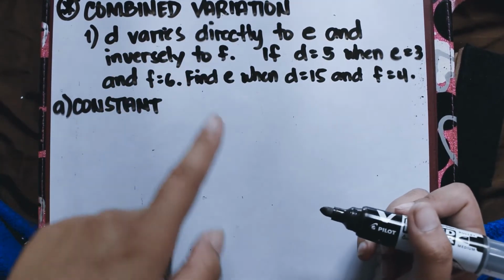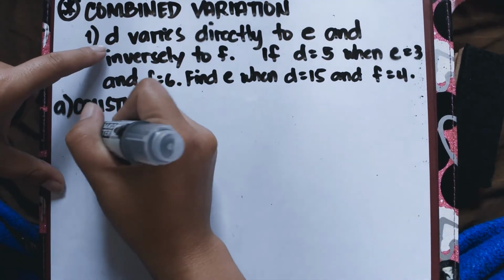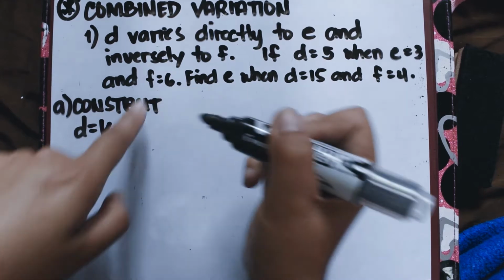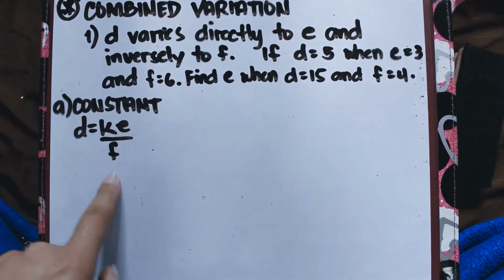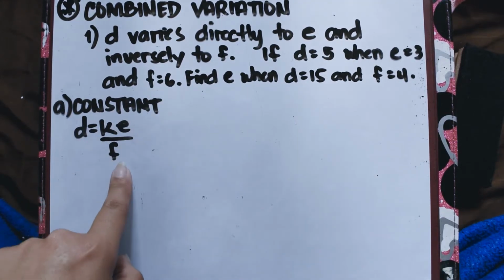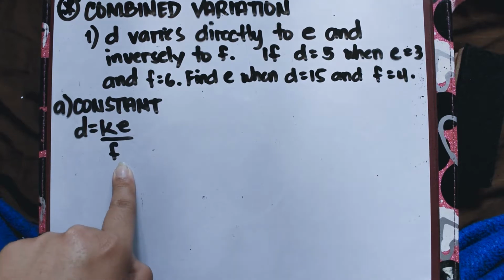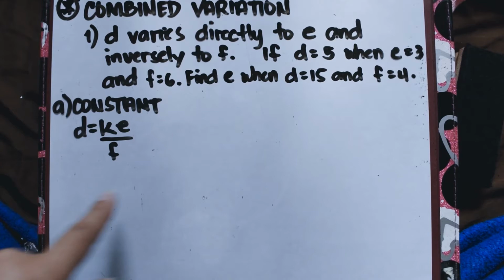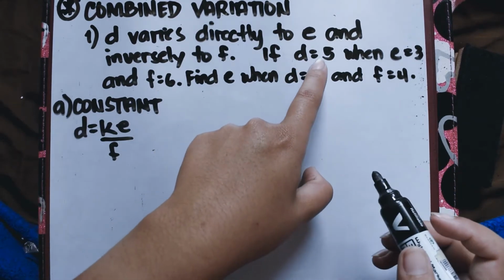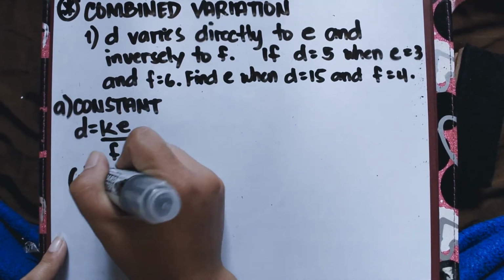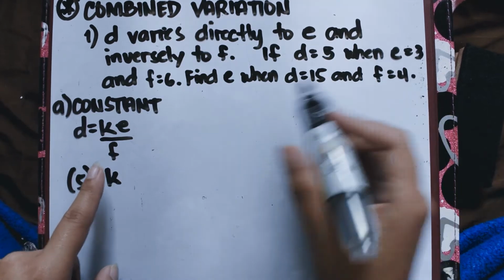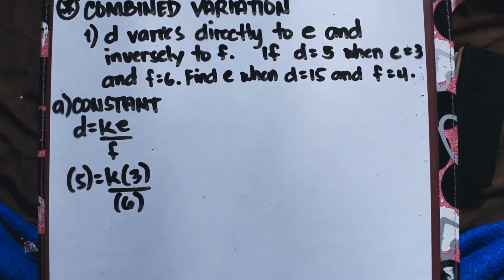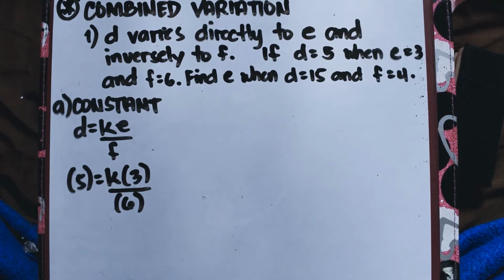Siyempre kailangan muna natin i-translate. So sabi dyan, D varies directly to E and inversely sa F. So, ito na po yung ating translation. D varies directly sa E at inversely naman kay F. So, after nating matranslate, masasolve na natin yung ating constant using the given value. So, palitan natin. Ang D daw ay 5. So, D is 5. Copy K dahil yun yung nawawala. Ang E daw ay 3. At ang F daw natin ay 6. Nakuha. So, pinaltan ko lang yung mga value.